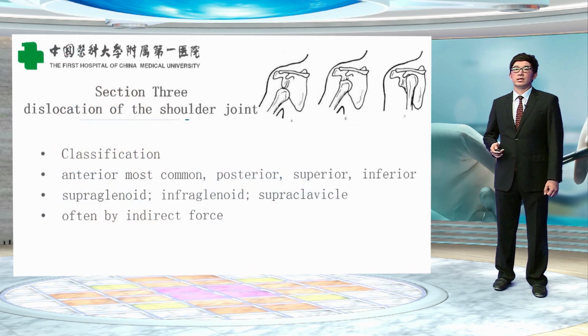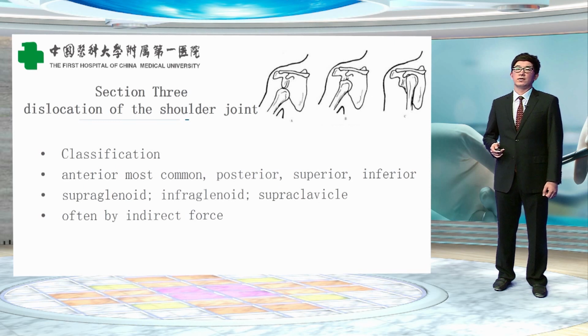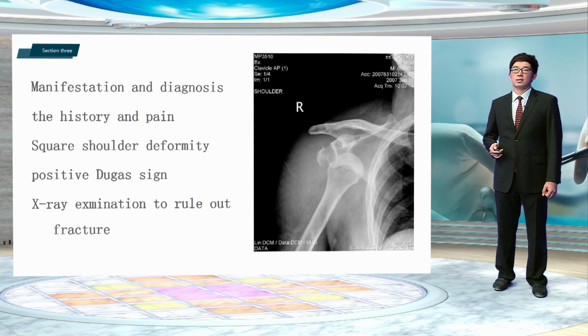Section 3, dislocation of the shoulder joint. For the classification, we can classify into the anterior type, posterior type, superior type, and the inferior type. The anterior type is the most commonly seen. We can classify the anterior type into subglenoid, supraglenoid, and subclavicular types. It is often caused by indirect force.